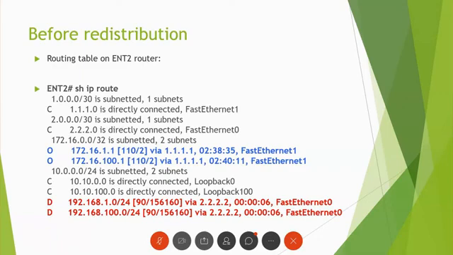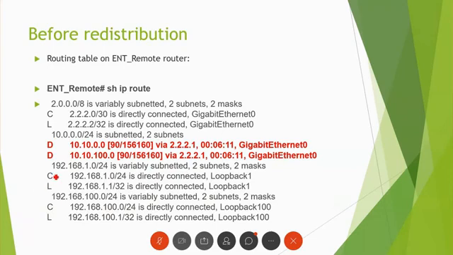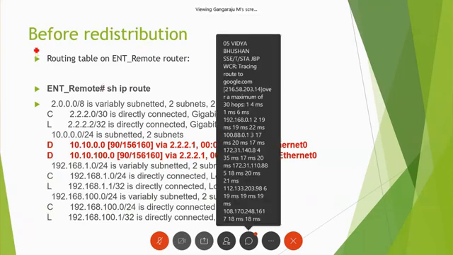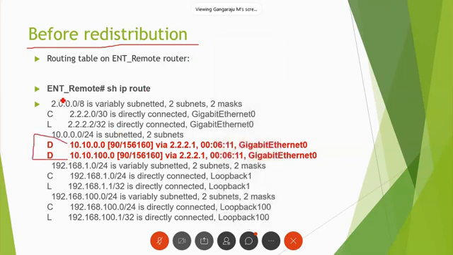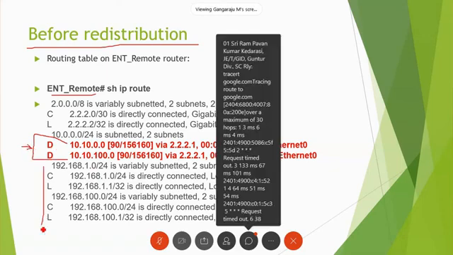So on the ENT2 router, you can see the red routes are EIGRP routes and the blue routes are OSPF routes. One router has both sets of routes, but it cannot share EIGRP to OSPF and OSPF to EIGRP by itself because that feature is not available in the protocol. Only with the concept of redistribution is it possible. So this is before configuring redistribution, this is the output. You can see on the ENT remote router, only EIGRP routes are present. OSPF information is not present.